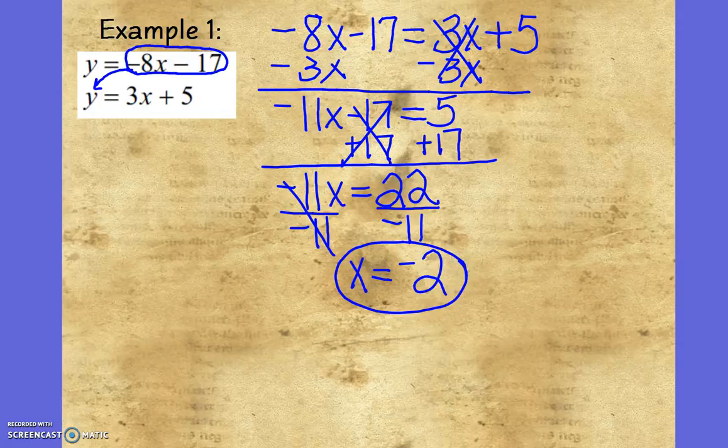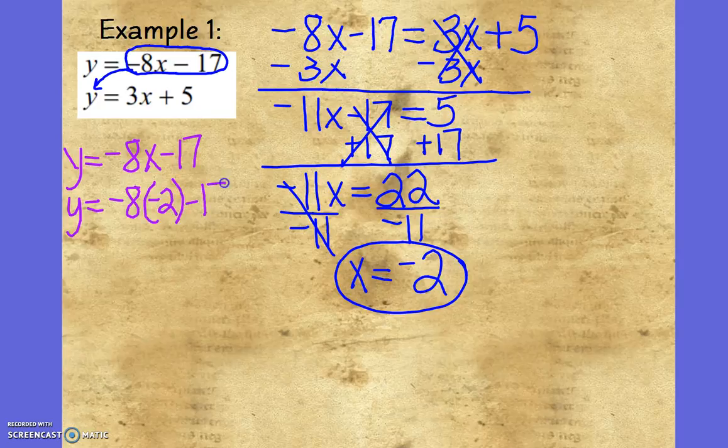We have two different choices of equations that we can use to find the value of y. If I use the first equation, y equals negative 8x minus 17, I'm going to substitute negative 2 in place of my x. So y equals negative 8 times negative 2 minus 17. Negative 8 times a negative 2 is 16 minus 17. 16 minus 17 is negative 1.